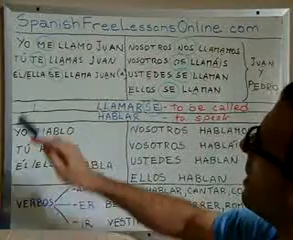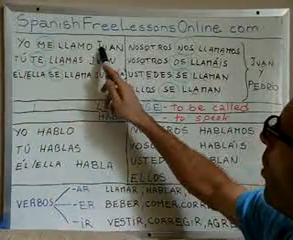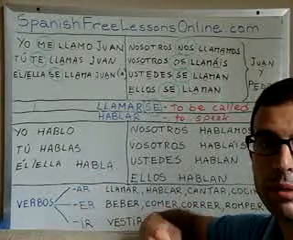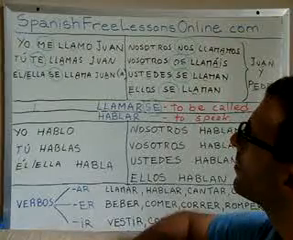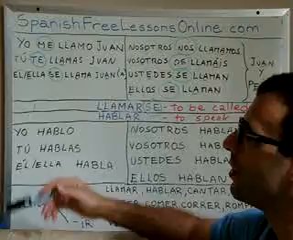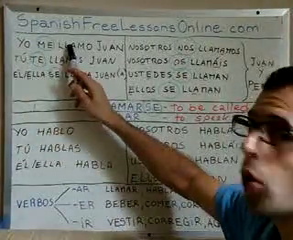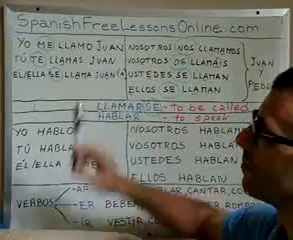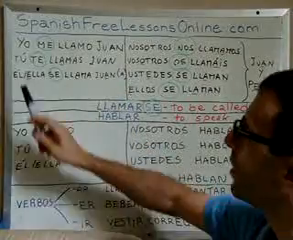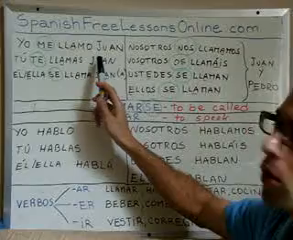Okay. Let's begin with yo me llamo Juan. That literally means my name is Juan. However, if we translate it word by word, this is I myself call Juan. Tú te llamas Juan. You yourself call Juan.